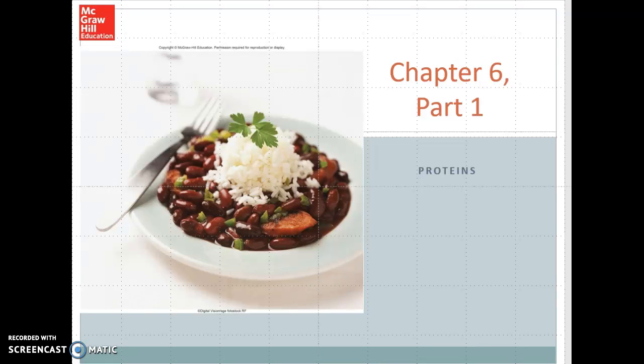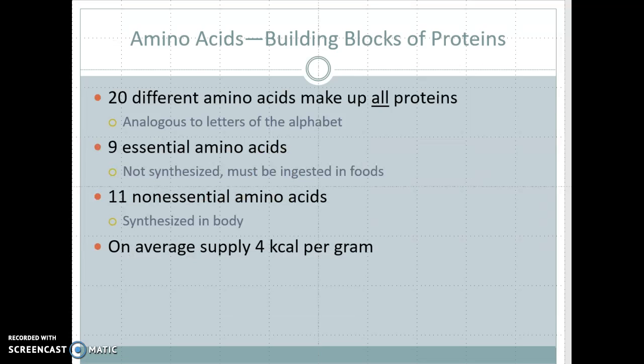For review, once you finish looking at these slides and so forth, here are the important points to remember. The first one is that there are 20 different amino acids, but only 9 are essential. In other words, we have to synthesize the others from the other amino acids. We know there's 4 calories per gram. They do provide calories, but we know that carbohydrate is a protein-sparing macronutrient, so we try not to use protein.